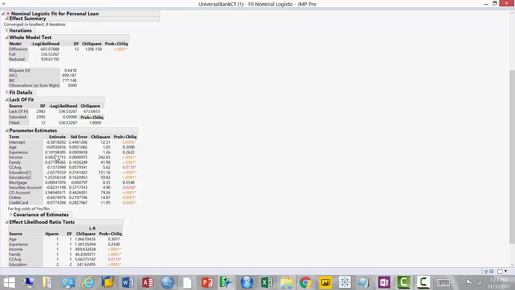What else can I see? Experience also has a positive impact. Family size has a positive impact. Does it make sense? A larger family makes a person more likely to get a loan. When you have kids, you want to pay for education, you want to buy a car, right? So kids are good that way.